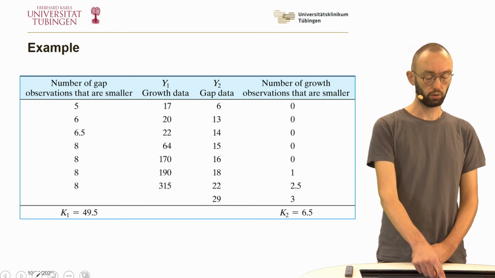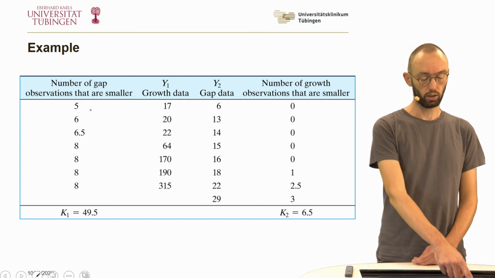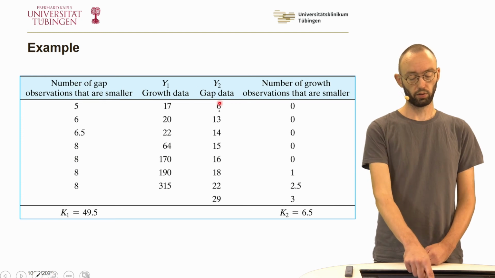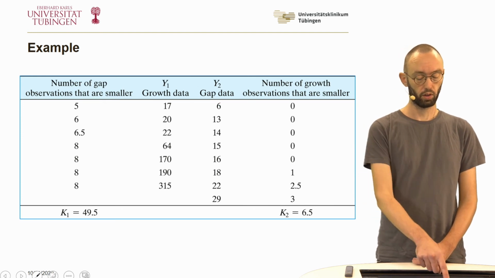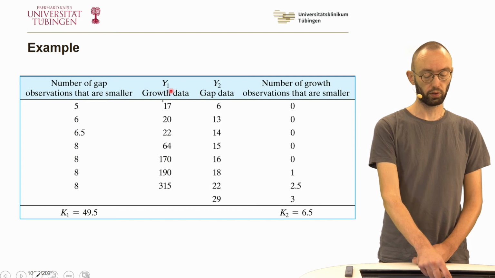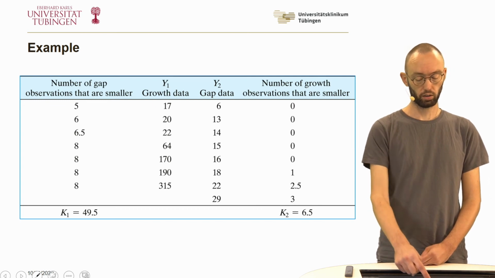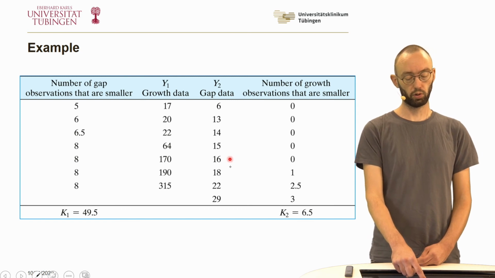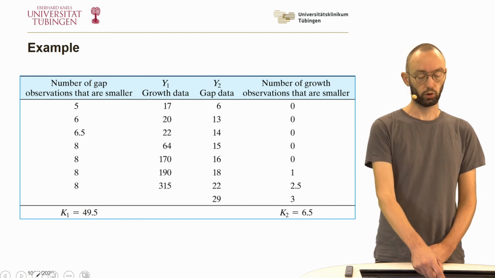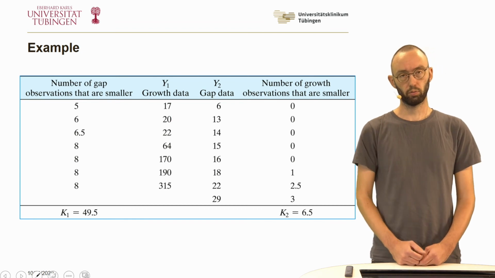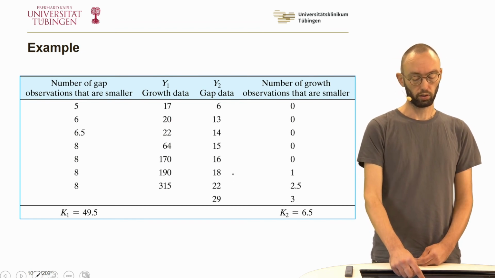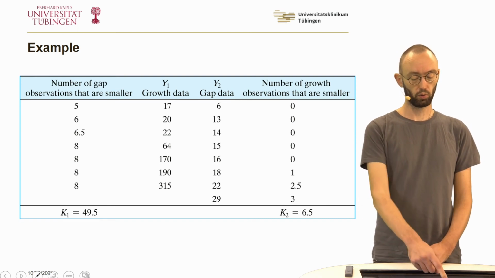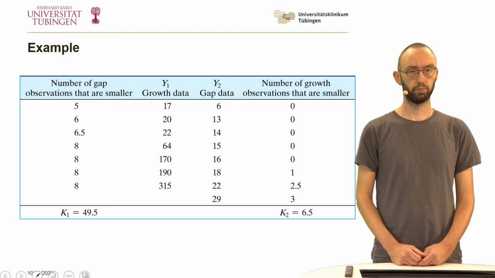For each point in the growth data set, we count how many points in the gap data set are smaller than it. So the first value in the growth data set is 17. And we observe that exactly 5 values in the gap data set are smaller than 17. For the second point in the growth data set, which is 20, we find that 6 data points in the gap data set are smaller than it. And so on and so forth for all of them.